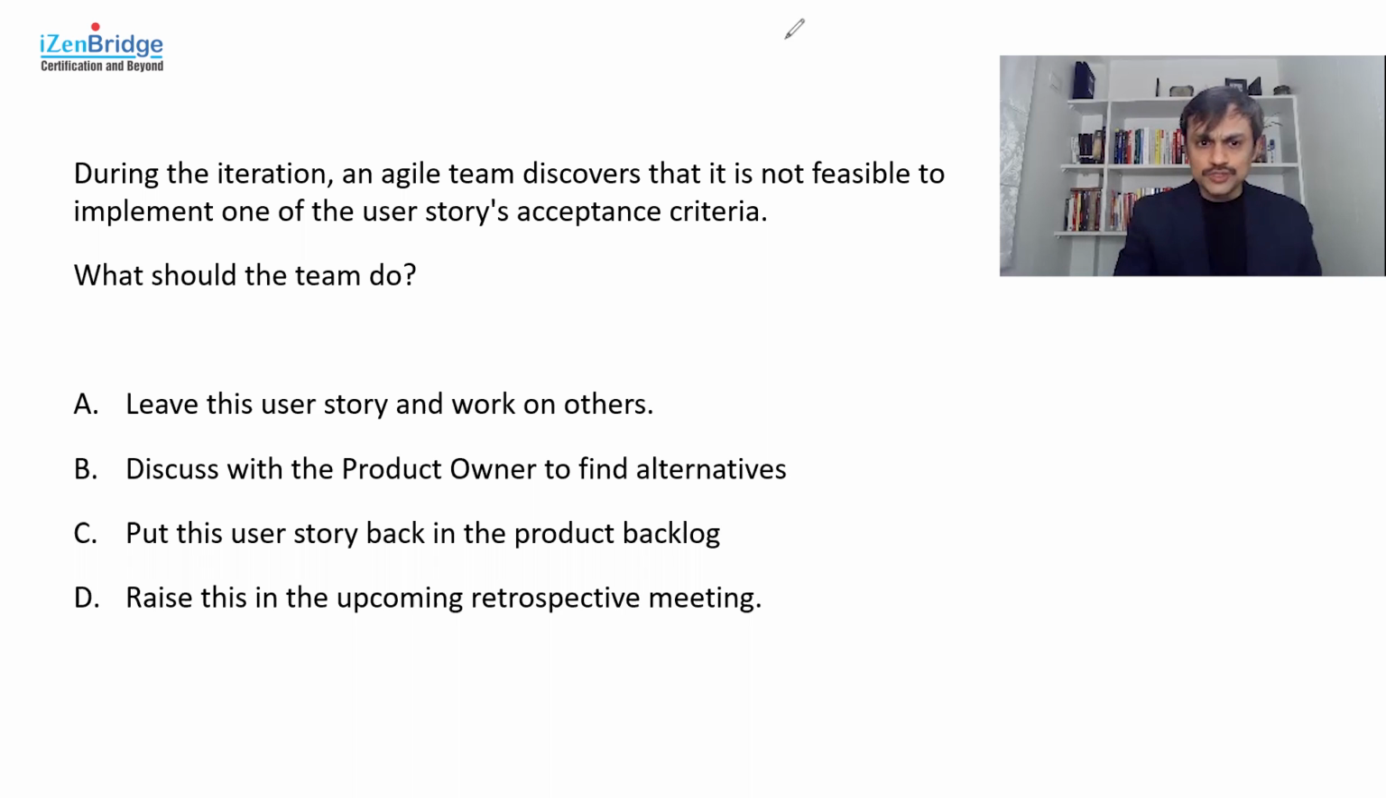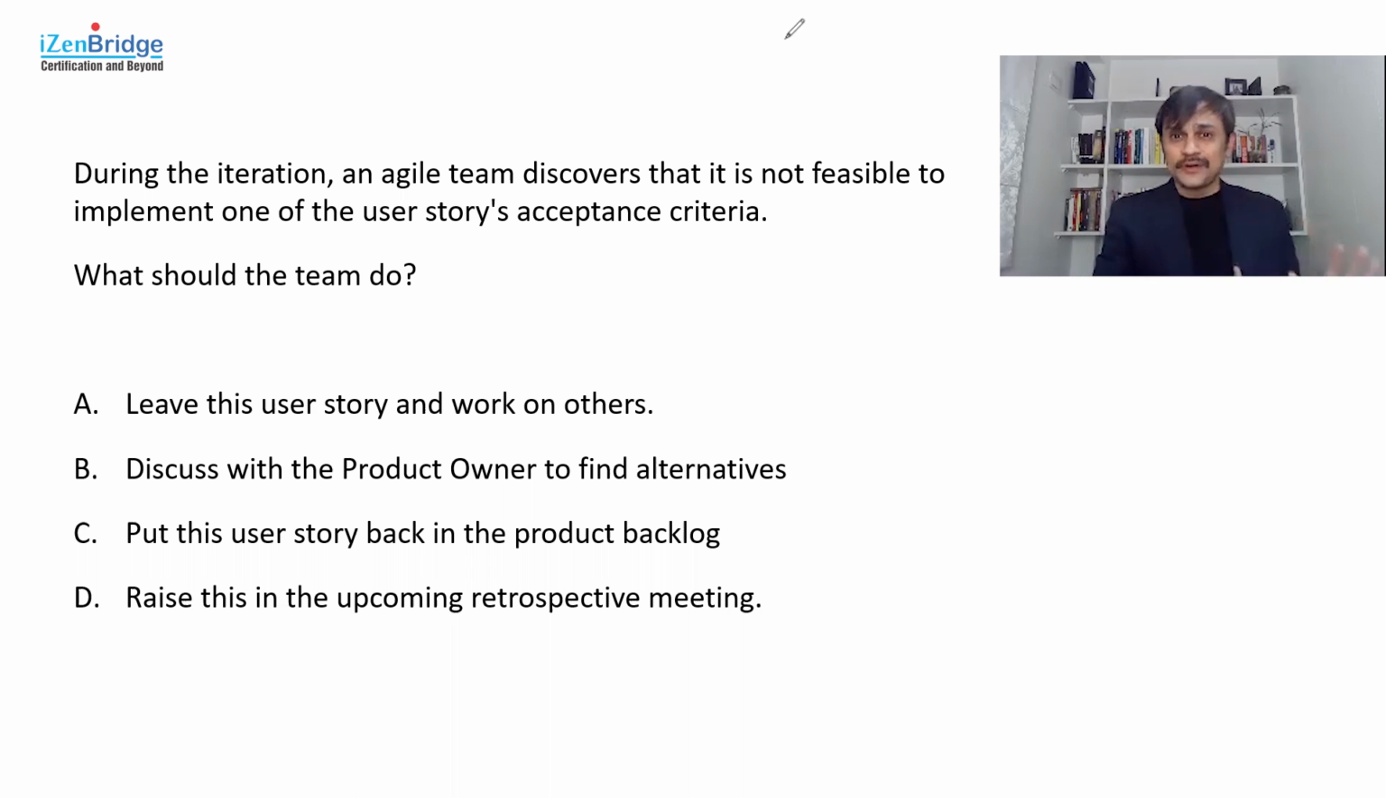Option A, leave the user story and work on other stories. Yeah, so you have multiple stories, you can work on something else. Discuss with the product owner to find alternatives. Take the story to the product owner and say, what can we do here? We have a user, we have an acceptance criteria, seems to be not feasible to implement it. Can you remove something or do something else about it?